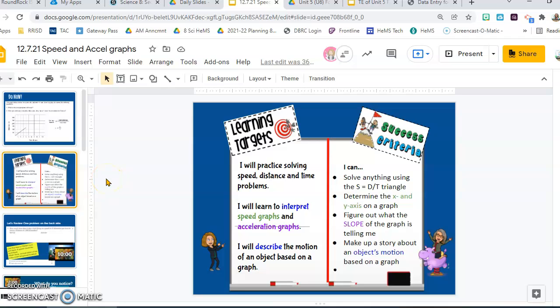All right. So today we're going to practice solving speed and distance problems. We're going to take about 10 minutes and continue to work on that sheet. I will learn to interpret speed graphs. We are going to hold on acceleration. I will describe the motion of the object based on the graph. So I can solve anything using the speed equals distance divided by time triangle. I can determine the x and the y axes on a graph, and I can figure out the slope. Then I can make up a story.